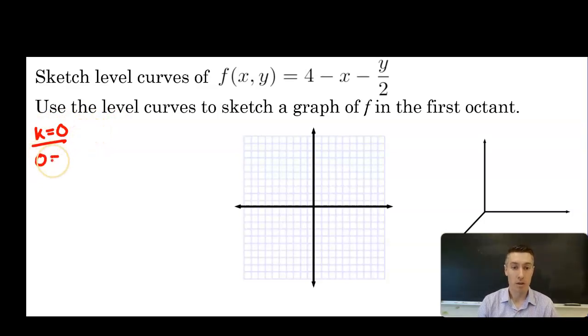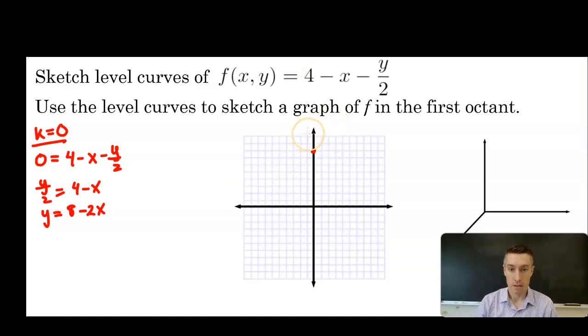So we have 0 equals 4 minus x minus y over 2. Let's just move the y over. That's going to be easier. So y over 2 equals 4 minus x. Multiply both sides by 2, so y equals 8 minus 2x. So we graph that, and that's going to be our first level curve. So 0, 8, slope of negative 2. I'm going to use the line tool just since we're going to graph a few lines here.